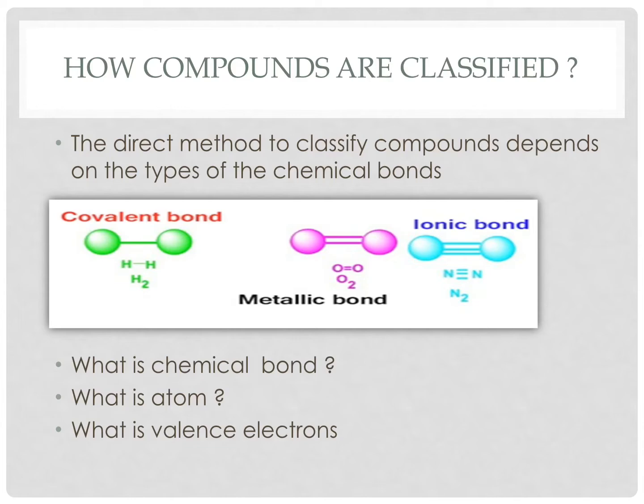So what is an atom? What is a chemical bond? It is the force that bonds two or more atoms to form a molecule or compound. So bonding occurs between valence electrons.